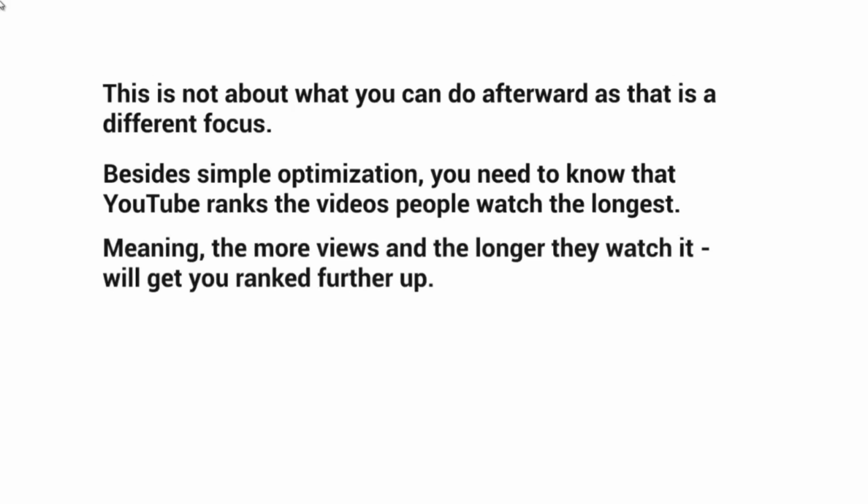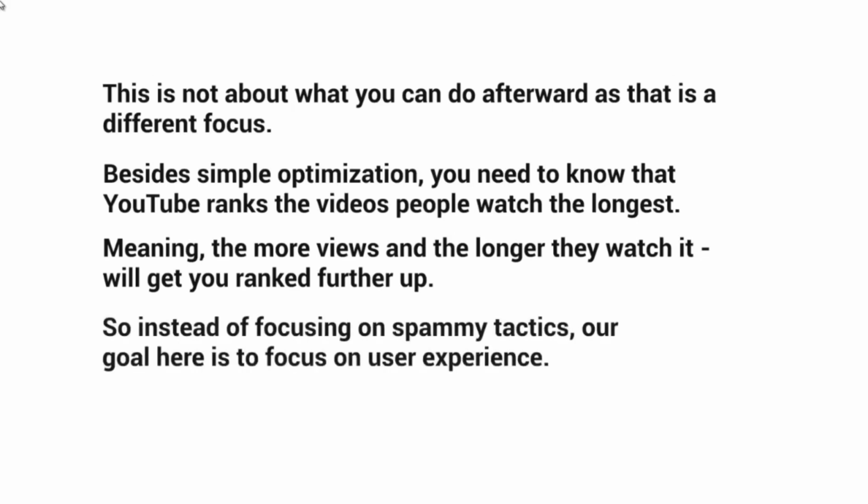Meaning the more viewers and the longer that they watch, that will get you ranked further and further up. So instead of focusing on spammy tactics, tons of backlinks, and all of that, our goal here is to really focus on the user experience.